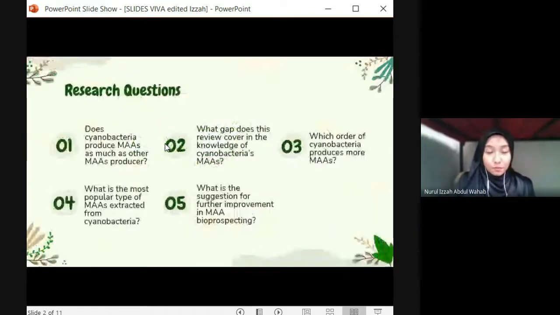Here are all the research questions that I will be answering throughout my presentation. The first one is, does cyanobacteria produce MAAs as much as other MAAs producers? And what gap does this review cover in the knowledge of cyanobacteria's MAAs? Which order of cyanobacteria produces more MAAs? What is the most popular type of MAAs extracted from cyanobacteria? And what is the suggestion for further improvement in MAA bioprospecting?